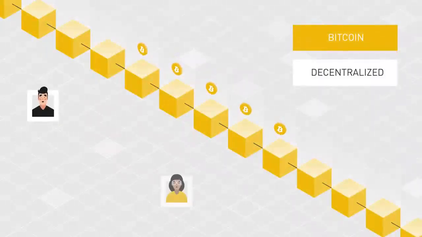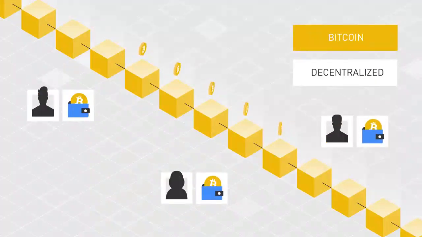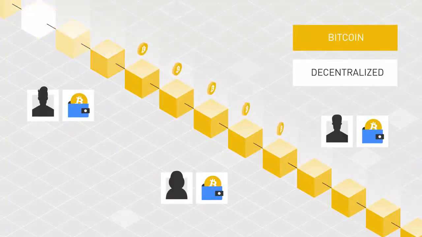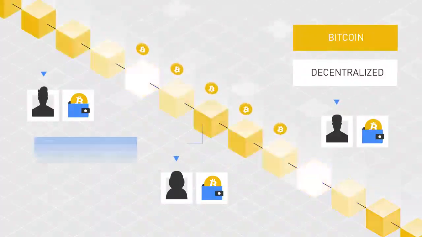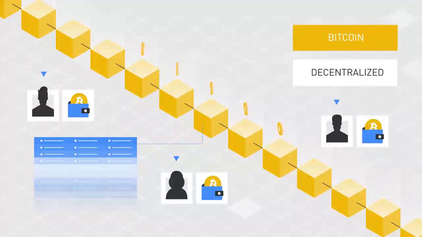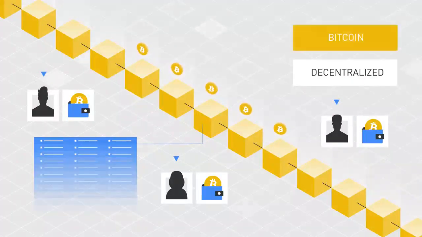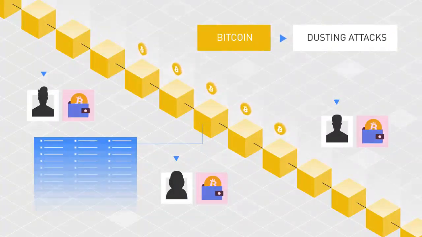Since Bitcoin is open and decentralized, anyone can join the network and set up a wallet without providing any personal information. And this is what makes Bitcoin somewhat anonymous, but not completely. Although it is not always easy to find the identity behind each address, all Bitcoin transactions are publicly recorded on the blockchain and open for anyone to see. Therefore, Bitcoin is not considered anonymous, but a pseudonymous cryptocurrency, and, as such, is susceptible to dusting attacks.